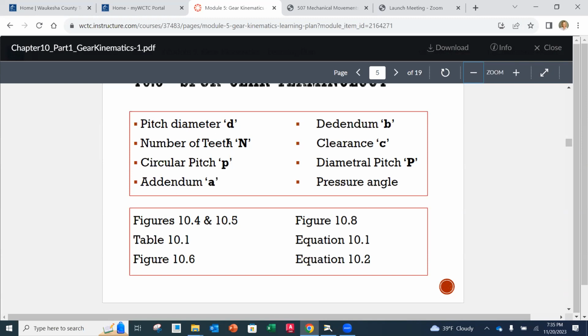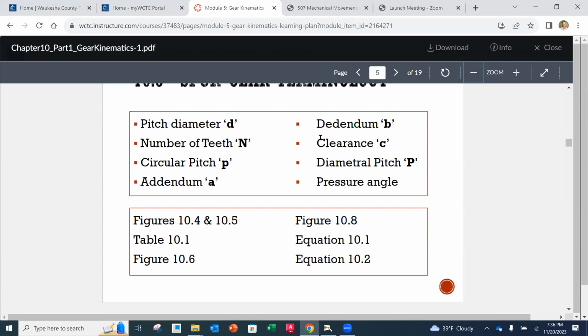Okay, we talked about number of teeth. We talked about, oh no, we didn't talk about circular pitch yet. We'll look at that. Oh no, we did talk about circular pitch. That's going to be the circular path that the pitch diameter is on. We talked about addendum, which is from the pitch diameter circle to the top of the tooth. Dedendum is from the pitch diameter circle to the bottom of the tooth.